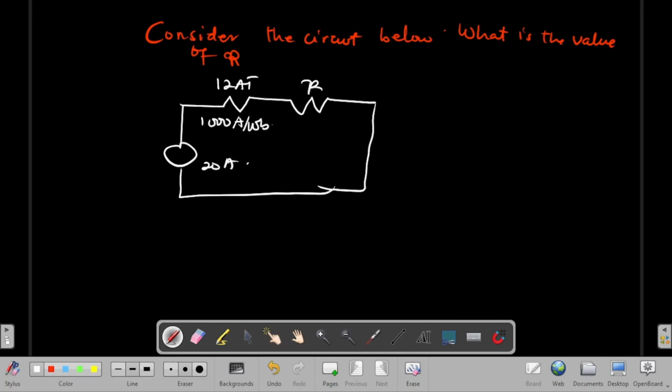The problem says: consider the circuit below. What is the value of our reluctance? So, this is a very beautiful problem. Let's see how you're going to solve this problem.